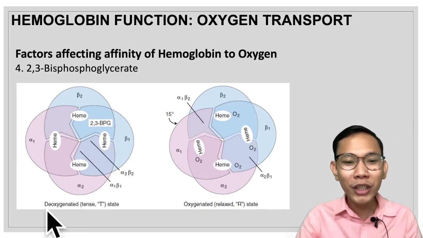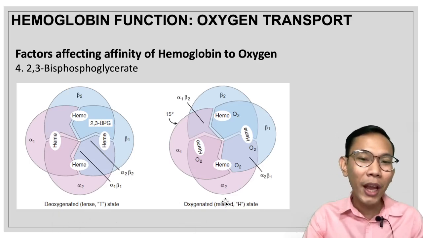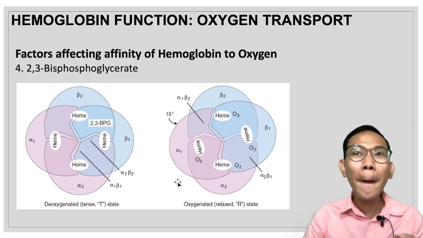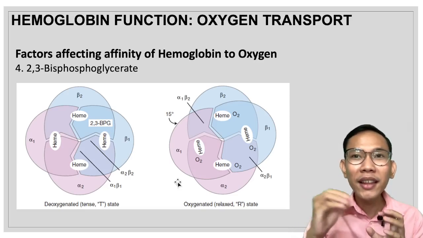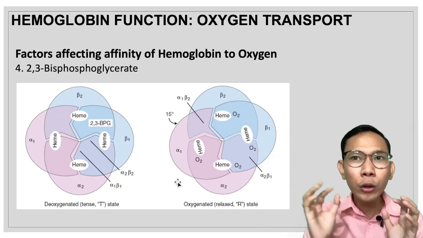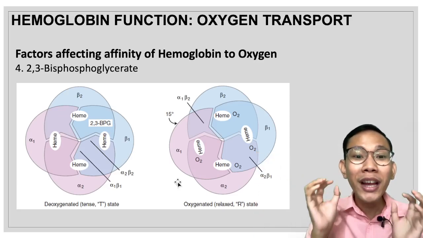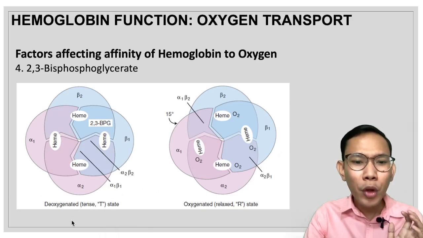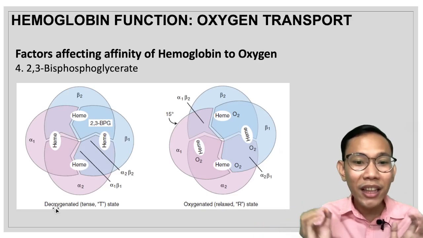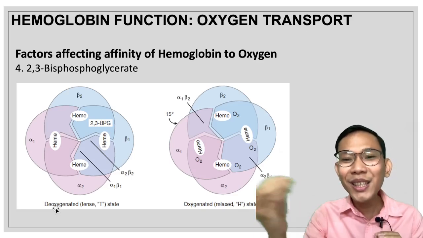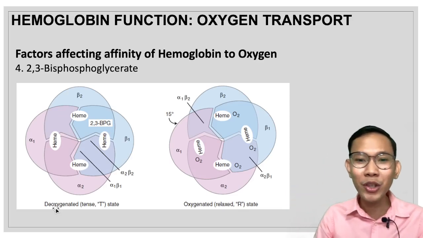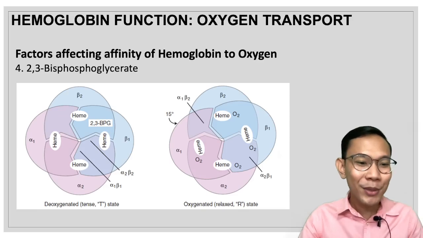That's how I remember tense and relaxed. Deoxygenated is tense, oxygenated is relaxed. Basta remember lang natin, pag nandyan si 2,3-BPG, nare-release ang ating oxygen. And si 2,3-BPG is a third party, therefore, nati-tense. So that's your tense state. And, Doc, bakit naging deoxygenated? Kaya nga, naging deoxygenated siya kasi nare-release yung ating oxygen. That's the basic definition of your 2,3-BPG. I hope you understand. Okay, let's proceed.